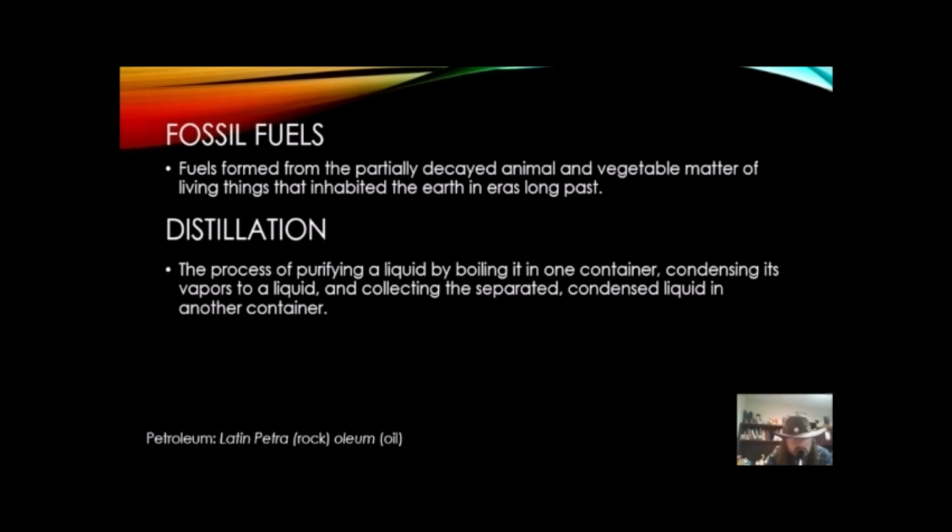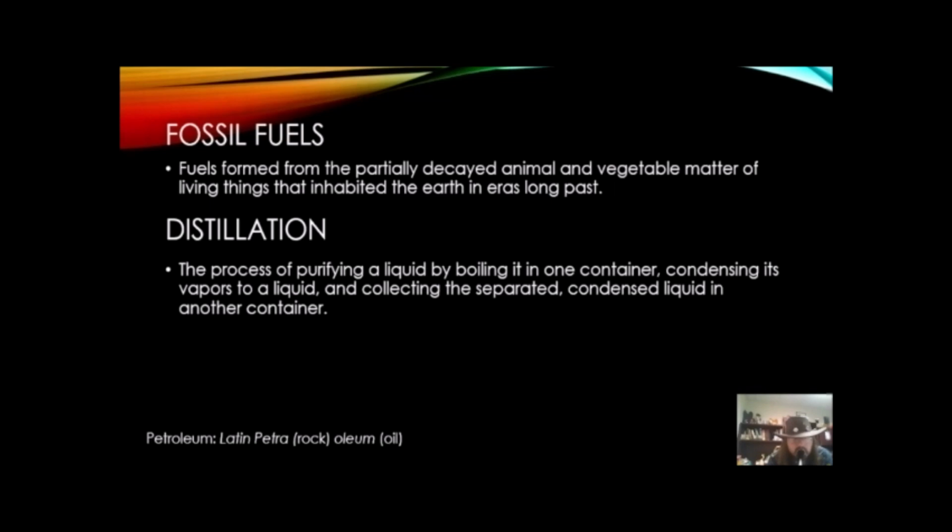Distillation is the process of purifying a liquid by boiling it in one container, condensing its vapors to a liquid, and collecting the separated condensed liquid in another container. Basically, two or more liquids are mixed together, and we separate them based on their boiling points.